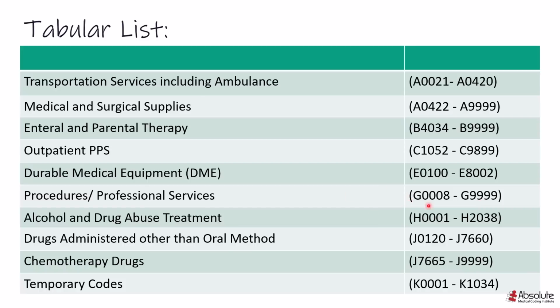Please excuse me. Immunizations are found in the G category. Also, alcohol and drug abuse treatment, drugs administered other than oral. Right here, this J. These J codes are going to be a biggie on your exam, and we will review them. Also, chemo drugs, temporary codes.